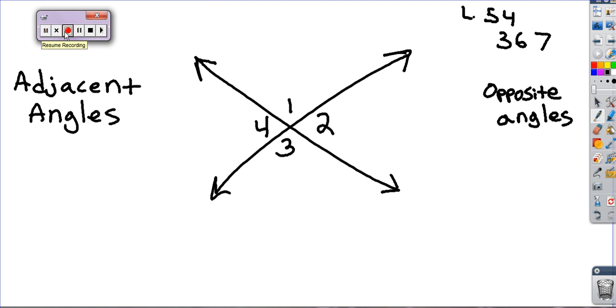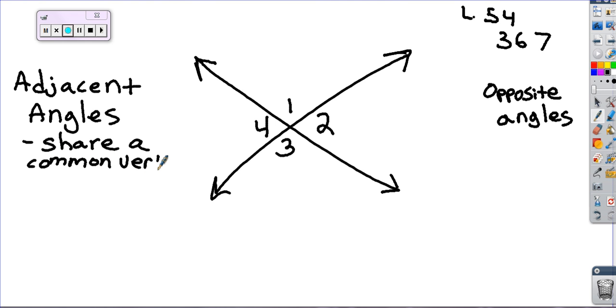While you're doing that, I'll just say adjacent angles share a common vertex. I'll get out of the way in a second. They share a common vertex and a common side.